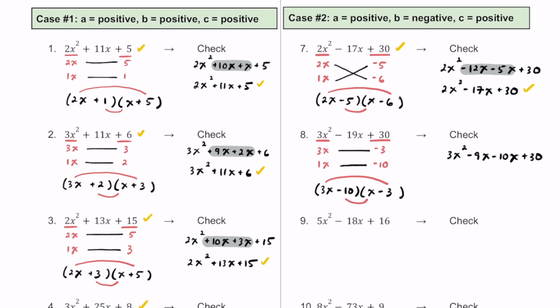Okay, so we just went ahead and FOILed this, or multiplied it out, and let's combine the like terms. If we do that, we get 3x squared minus this 19x, and then plus 30. Looks like everything worked out well, so we must have factored correctly.